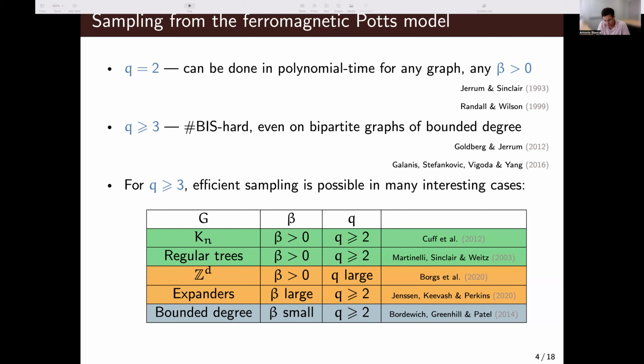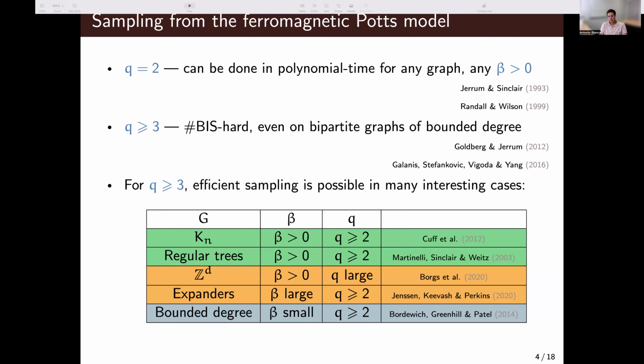Okay. Now, when Q is greater than or equal to 3, when we consider 3 or more spins, then the computational complexity of this problem changes dramatically, in the sense that we know now that this is #BIS-hard, which is kind of an intermediate complexity class, probably harder than P. Well, this is just showing that there is evidence that the sampling problem is substantially harder for Q greater than 3, and this is even the case for very special cases of graphs. If we consider bipartite graphs of bounded degree, the sampling problem is still #BIS-hard.